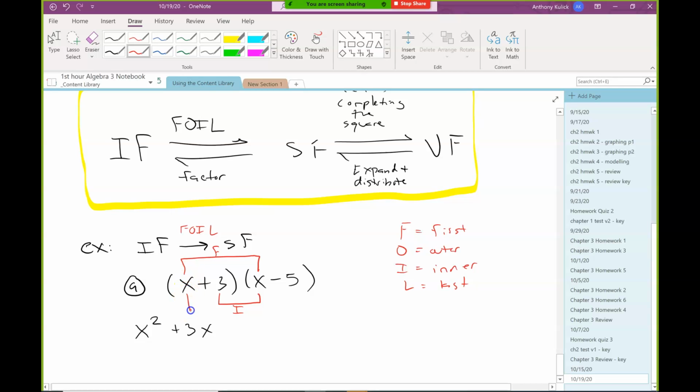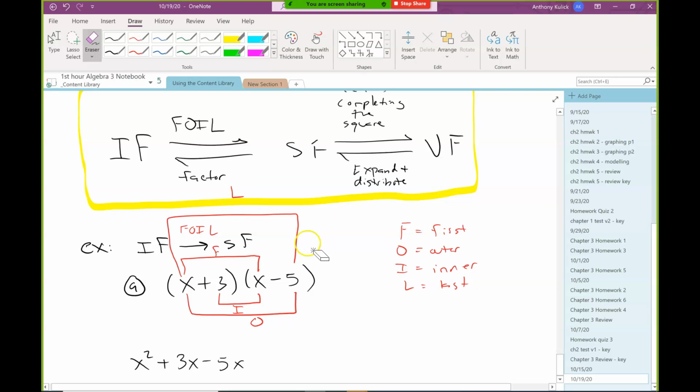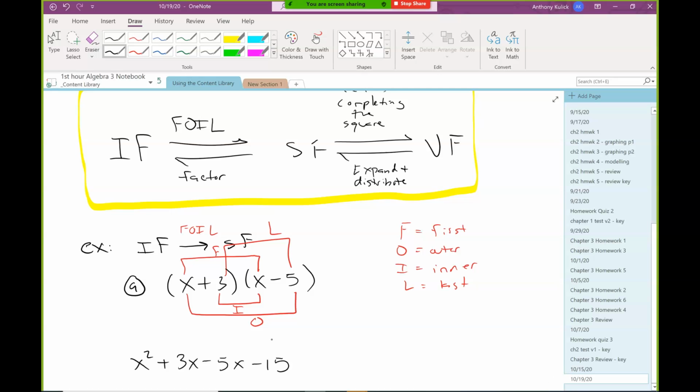And then we have the outers. So that's the stuff in the outside most part of the parentheses. So x times -5 is -5x. And then we have the lasts, which is the last two things in the parentheses. So 3 times -5 is -15.